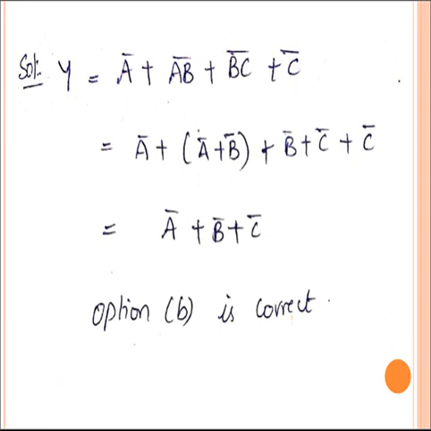Now by using De Morgan's theorem, we can expand these functions: AB bar as A bar plus B bar, and BC bar as B bar plus C bar. So finally the expression is A bar plus B bar plus B bar plus C bar plus C bar. We know the relation that x plus x is equal to x, or x bar plus x bar is equal to x bar. So A bar plus A bar we can write as A bar, B bar plus B bar as B bar, and C bar plus C bar as C bar. So finally, from the given question, option B is correct.